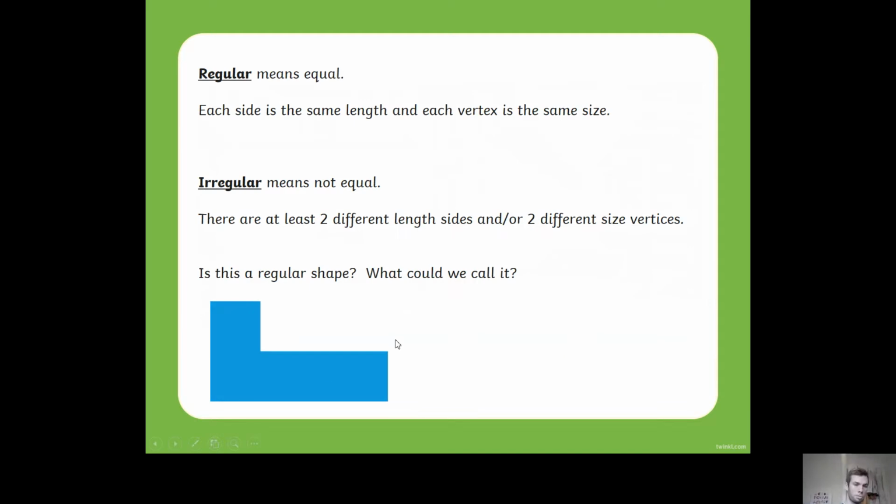What about my shape at the bottom of this page? Is this a regular shape? What could we call it? I'd like you to stop the video, have a look at that picture, decide is it regular or irregular, and what name does this shape have? Okay, hopefully you've said that this is a hexagon because it has 6 sides and 6 vertices, and hopefully you've said it is an irregular hexagon because the sides are different lengths.